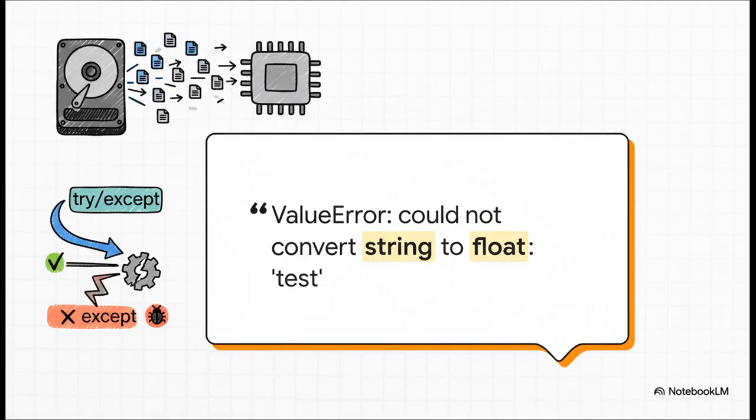I'm sure you've seen this before, right? This big, scary-looking block of text. It's called a traceback. And while it looks super intimidating, it's actually your friend. It's an error report that tells you exactly what went wrong and where. In this case, we have a value error. The program just couldn't turn the word test into a number.